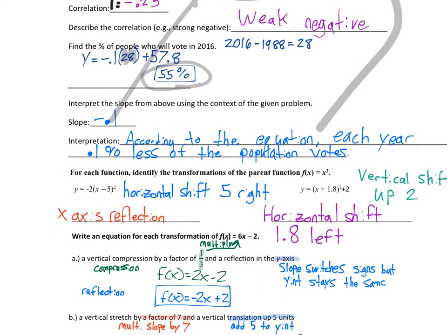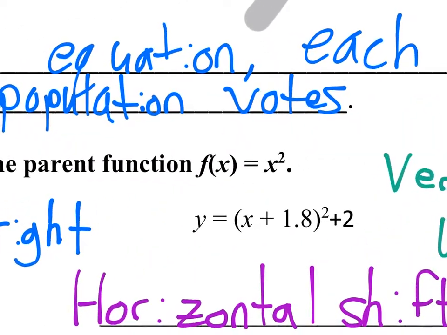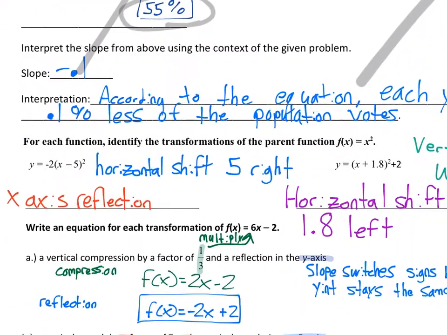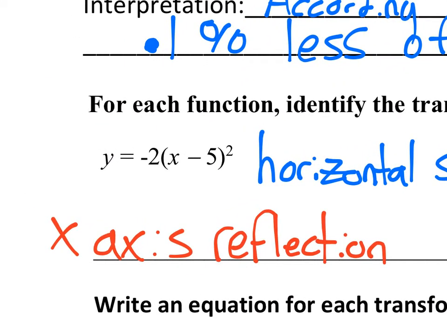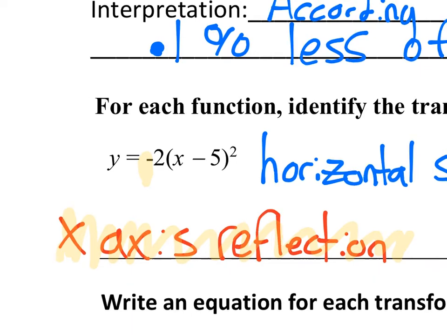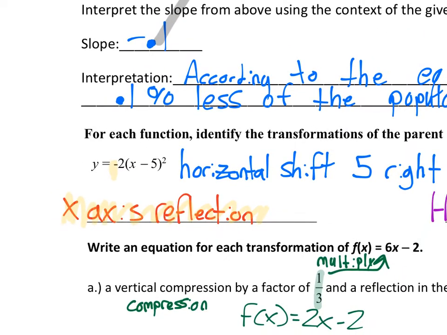All right. For each function, identify the transformations of the parent function using the parent function as x squared. When I look at this, I see we have a negative out in front. This negative out in front tells us that we have an x-axis reflection. Right? This, let's see, what's horizontal shift of 5? This negative 5, remember, if it's inside the parentheses, that affects us opposite.